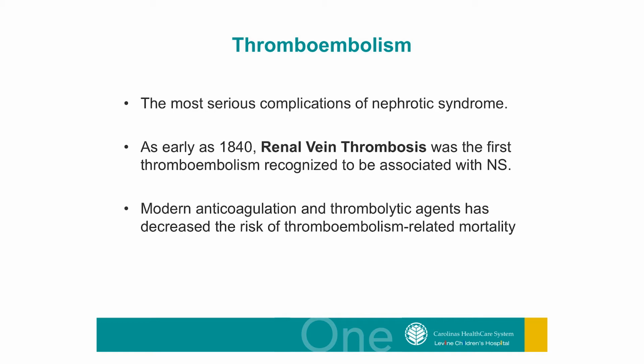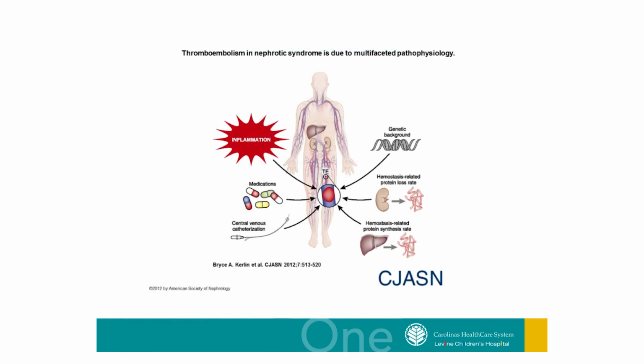So with respect to thromboembolism, it's the most serious complication of nephrotic syndrome. As early as 1840, renal vein thrombosis was the first thrombosis that was recognized to be associated with nephrotic syndrome. But with modern anticoagulation and thrombolytic agents, this has certainly decreased the risk of thromboembolism-related mortality. I think this is something that also is seen much more commonly in the adult population, but we certainly see it some in the pediatric world.